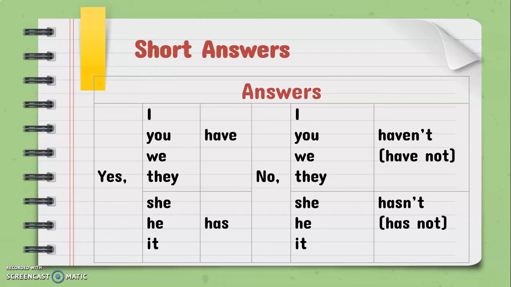And the negative answer, you can say in this way: no, I haven't. No, you haven't. No, we haven't. No, they haven't. Or singular: no, she hasn't. No, he hasn't. No, it hasn't. So we use it for things, as you know. So this is how you can use the verb have got in sentences.